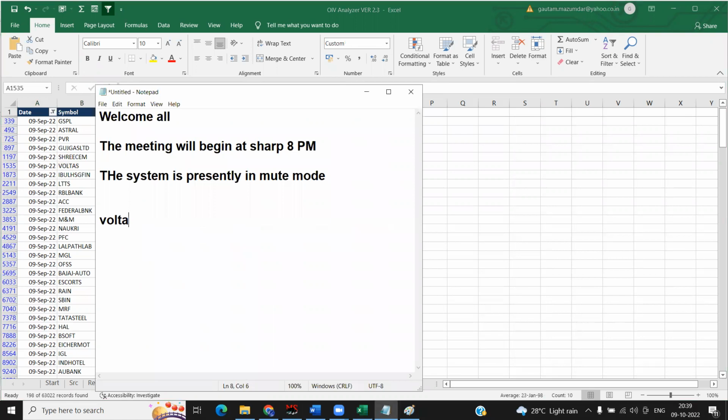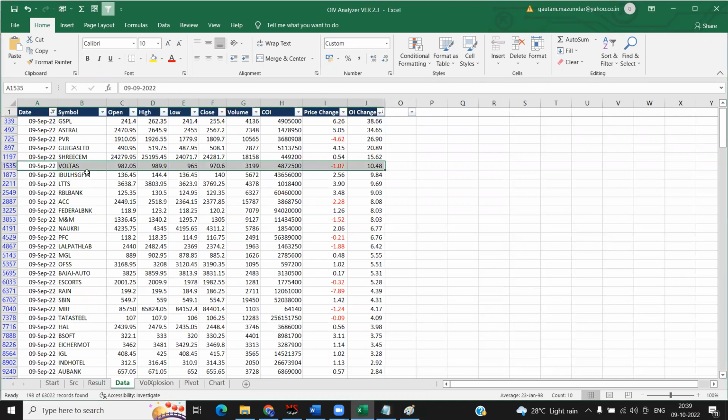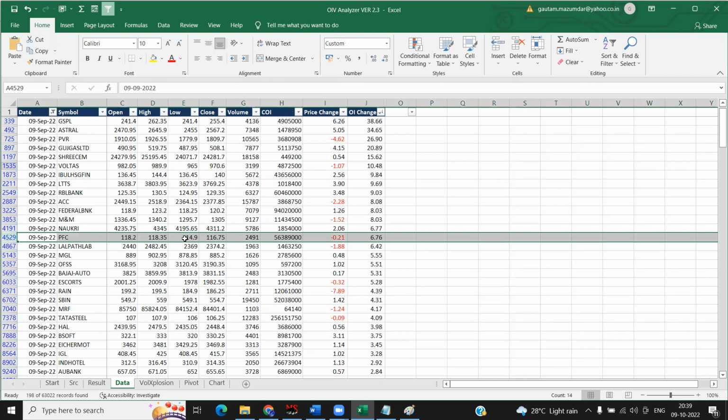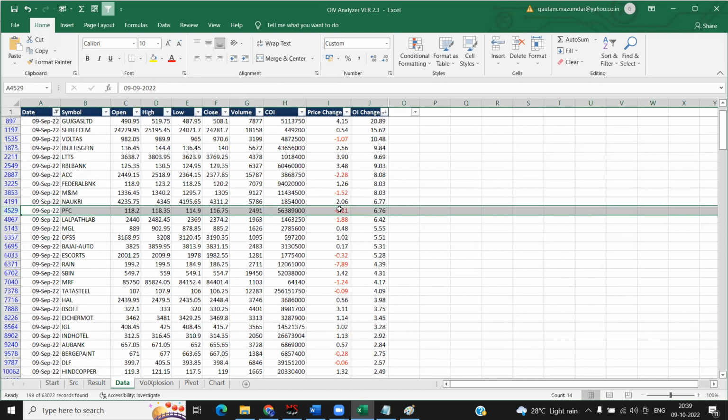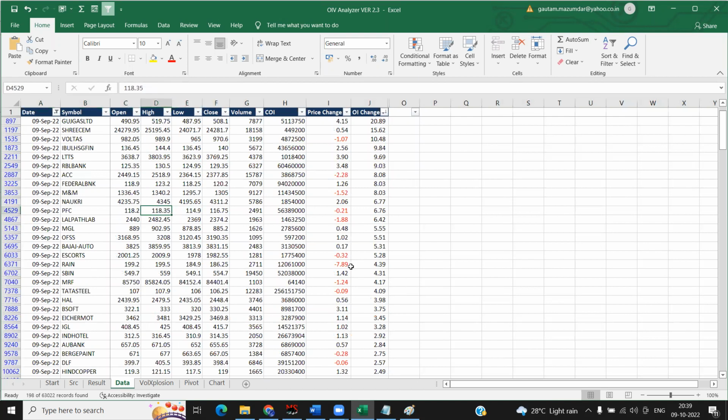I'm selecting some. Okay. Then you go to these places. This one is quite interesting. PFC, 0.21%, but the movement from high to low was quite high. So I might be neglecting it.